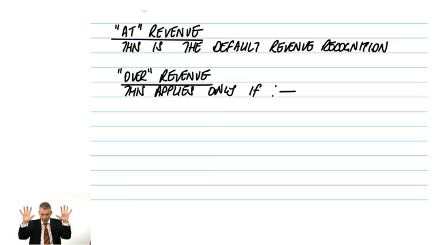The way that the ISB have now solved this is they say you can do over if you're this, this, or this. You must do over if you're this, this, or this. But if you're not, you're at. So that's what I mean by the default revenue recognition. There's no definition of what at revenue recognition is. At revenue recognition is just the model that is used if over doesn't apply. So when does over apply? Over applies if NowCAS.